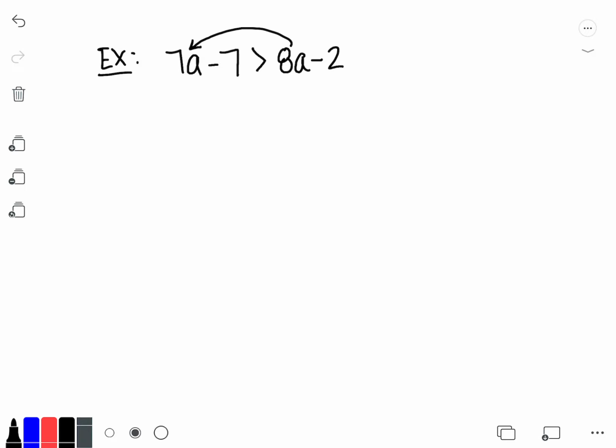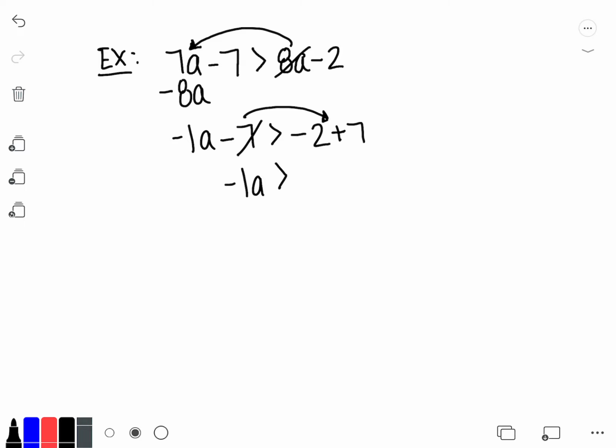We know to move that variable to the left, we're going to subtract 8a. So this is negative 1a minus 7 is greater than negative 2. Now I'm ready to move my constant to the right. So we're going to say plus 7. Negative 1a, you notice I'm keeping my inequality. Negative 2 plus 7 is 5. I'm ready to divide by negative 1. So a is less than negative 5.